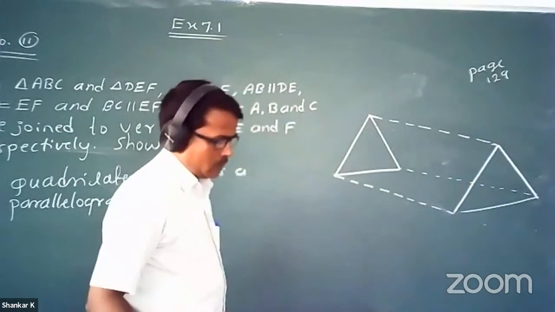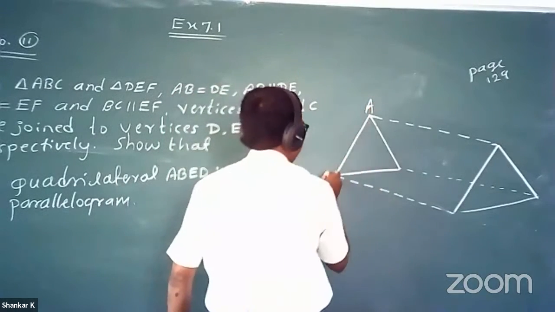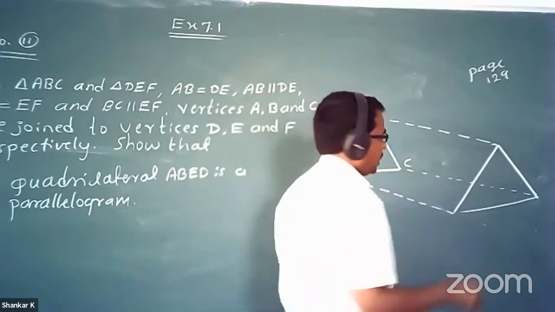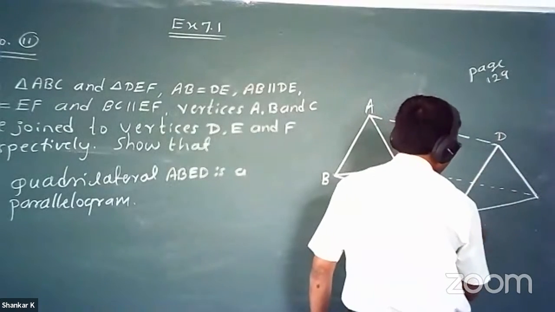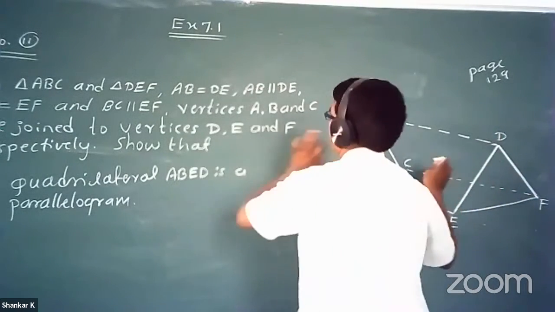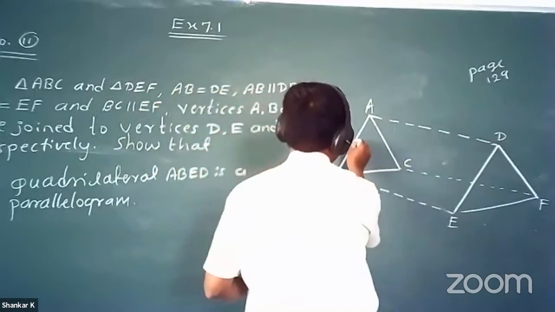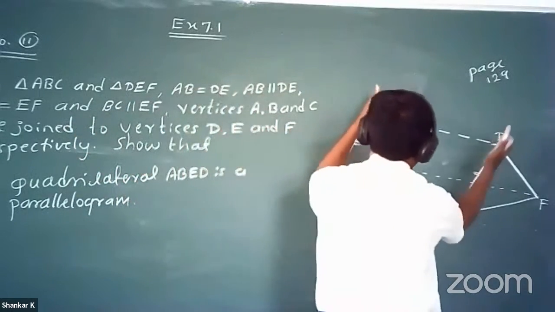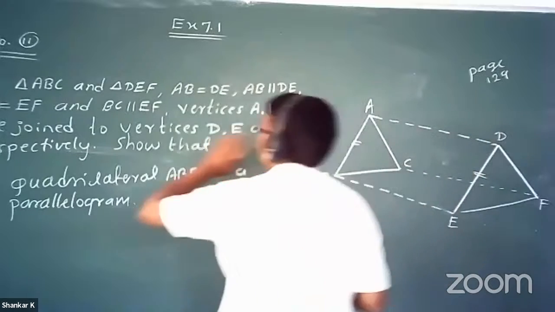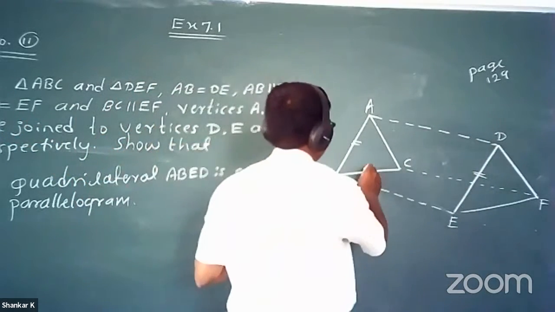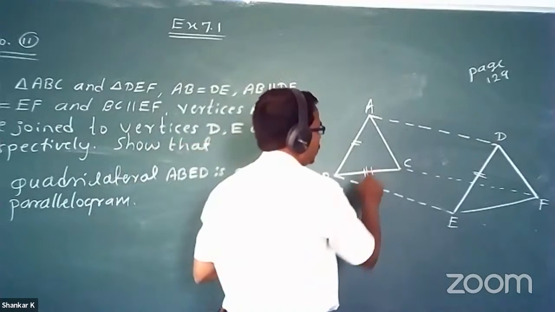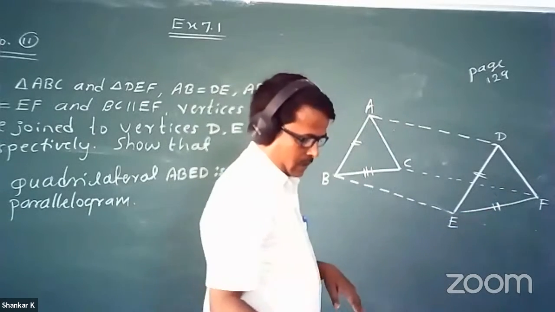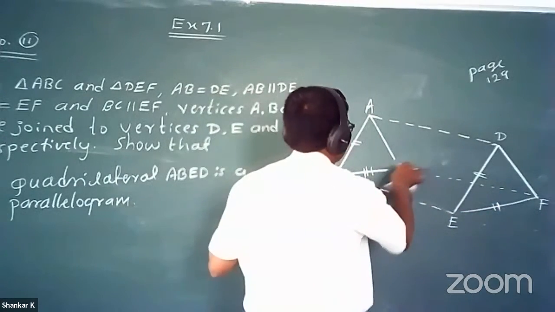Okay, students, here it is: triangle ABC and triangle DEF. In these two triangles, what is given? AB and DE are equal, and AB and DE are parallel. Similarly, BC and EF are equal and these are also parallel. A little more correction I should do.